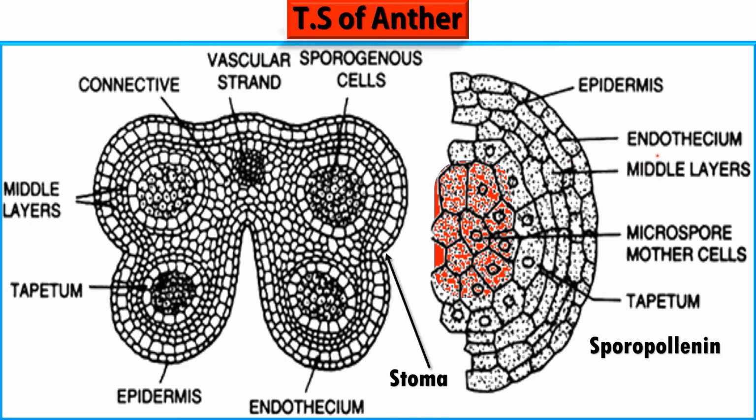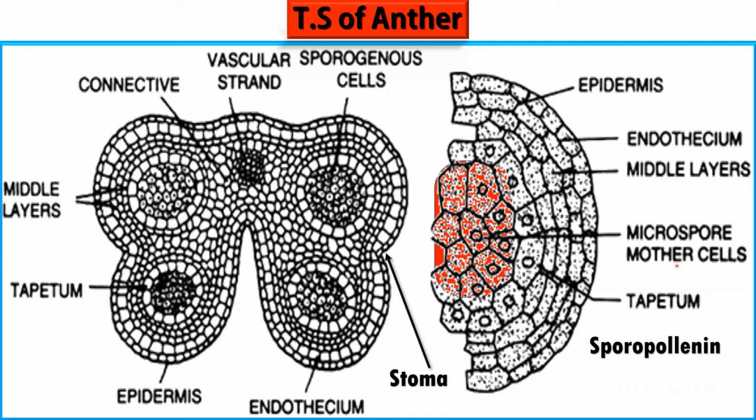Endothecium is followed by middle layer, which are composed of thin-walled cells. On its inner side, middle layer shows a single layer of cells called tapetum. This layer gives nourishment to the developing pollen. This tapetum also secretes sporopollenin. Students, we will talk about sporopollenin in the next video. This tapetum encloses pollen sac, which is also called sporangium. This sporangium contains microspore mother cells, which undergo meiosis to form microspores or pollens.